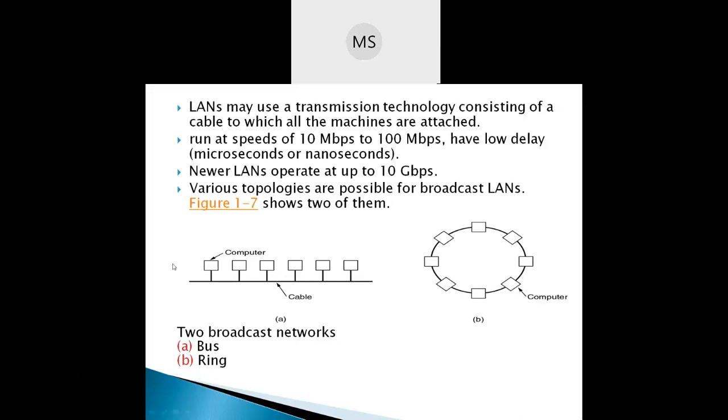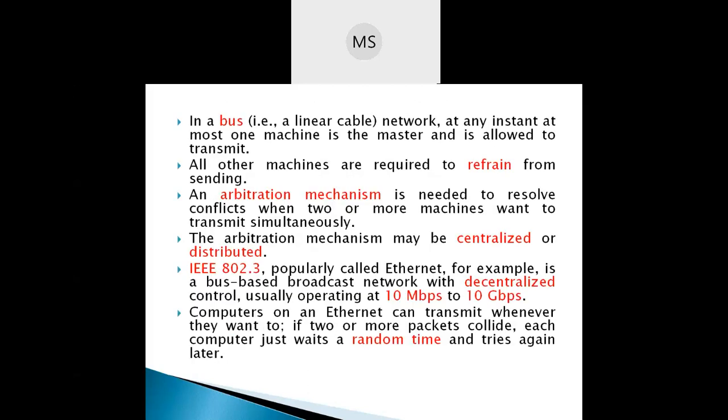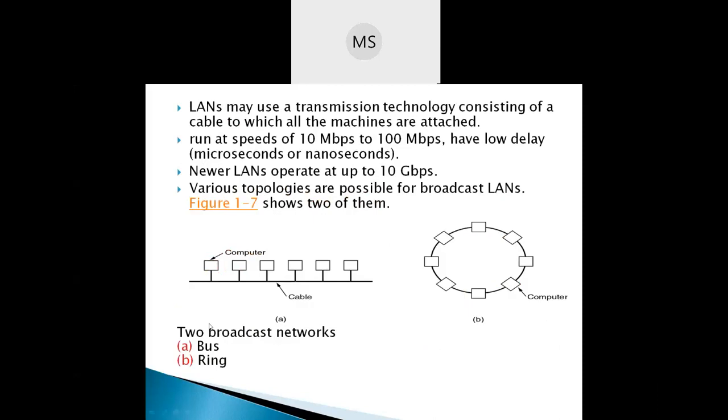Two broadcast networks you can see in the diagram. One cable is shared among multiple machines; this is what we call a bus topology. And here systems are connected in the form of a ring; this is a ring topology. In bus topology, if you want to deliver a message, that message is received by all the systems, but only the system whose address matches the destination address of the transmitted packet captures the data. All the remaining systems ignore it.